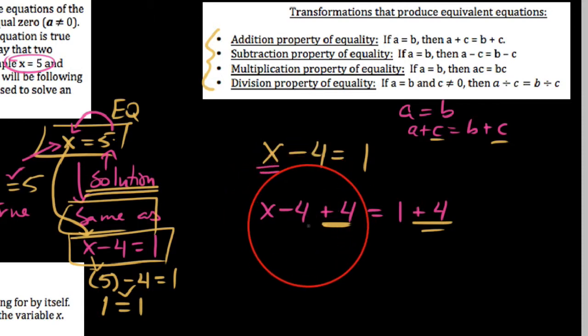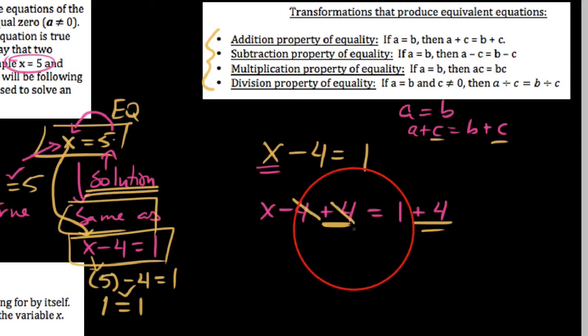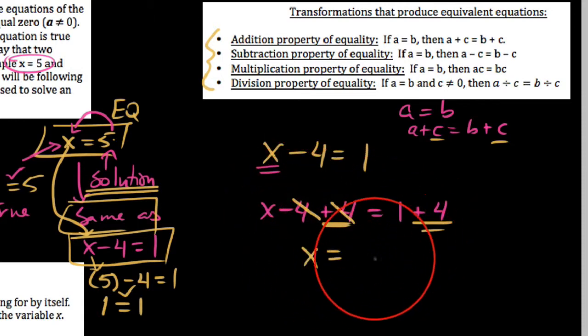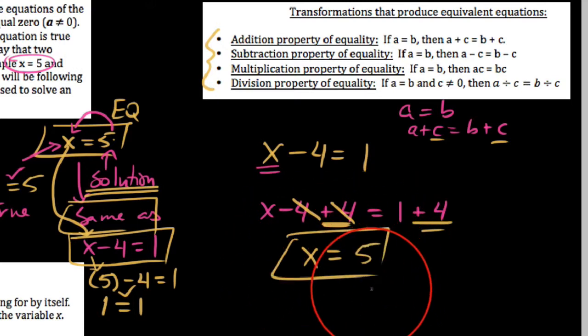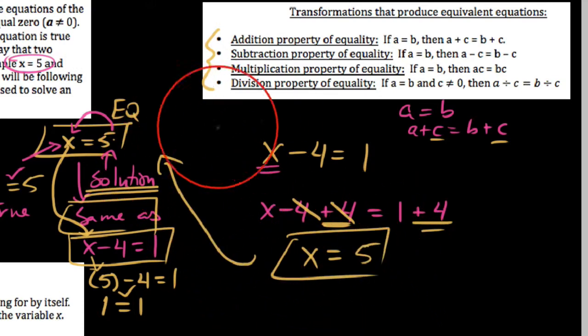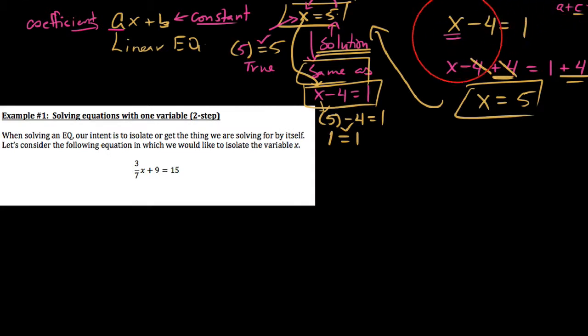And the nice thing about this is, think about this, negative 4 and positive 4 cancel out, I'm left with just an x. And on the right I get 5, which of course was the solution to this equation to begin with. So we're going to be using all of these properties here, but basically it says this: you're allowed to add the same thing to both sides. You're allowed to subtract the same thing from both sides. Multiply both sides by the same thing, divide both sides by the same thing, so long as it's not 0.